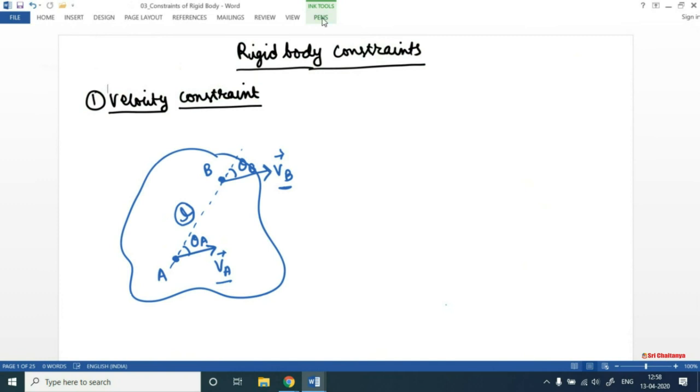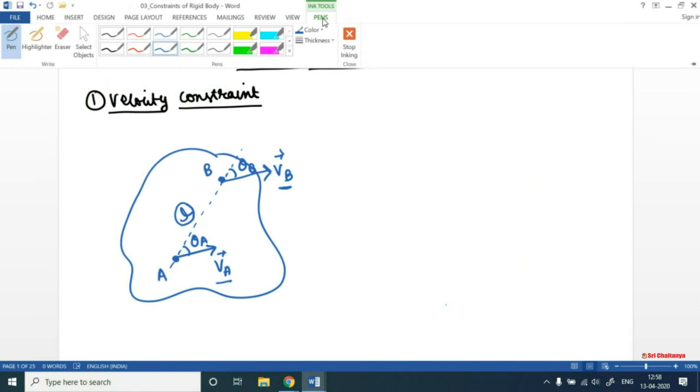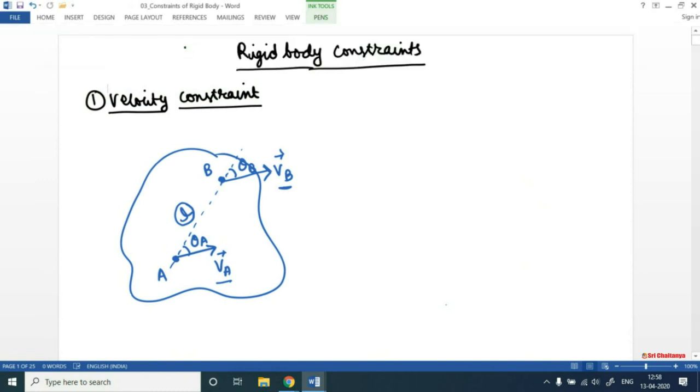For that, let's resolve the velocities of point A and point B in two mutually perpendicular components. So let's say this would be VA cos theta A, and this would be VA sin theta A, and this component here would be VB cos theta B, and this component here would be VB sin theta B. We must understand that the component of velocities along the line of separation, this component and this component, the relative velocity along this line is going to be equal to 0.